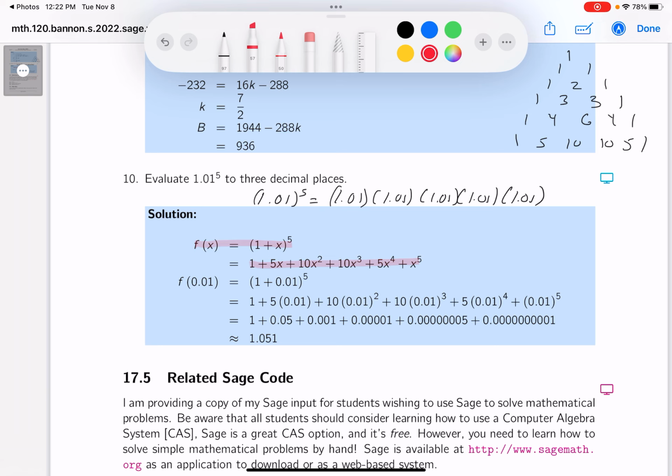And then I write down f of 0.01, which is really the number we're looking for, right? We're actually looking for this over here. What are we looking for? 1.01 to the fifth power. Now, of course, I believe it's easy to plug in, right?